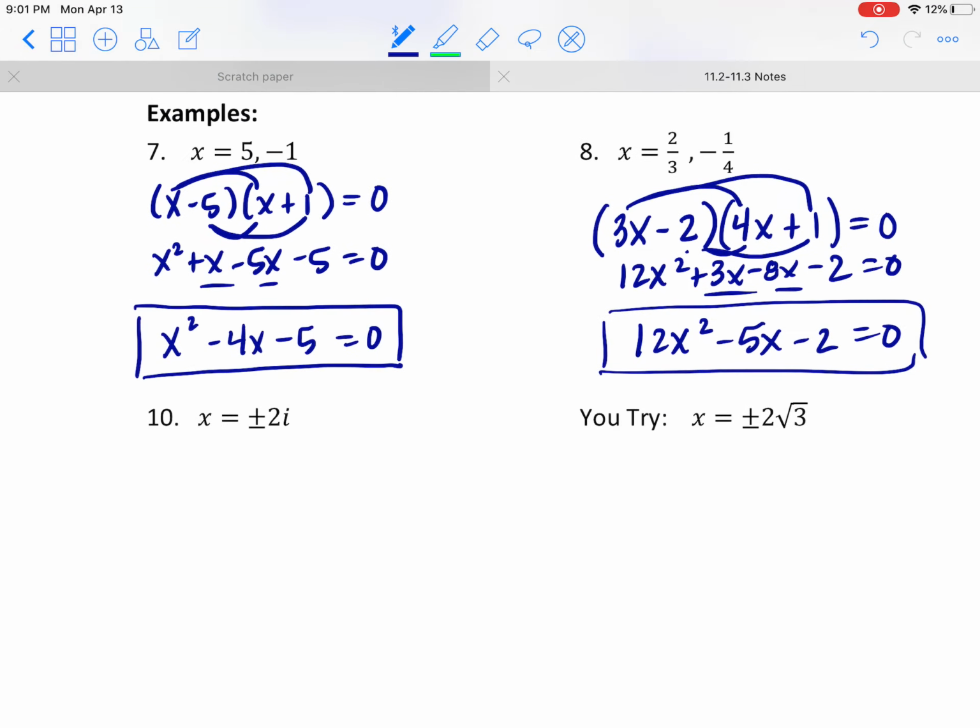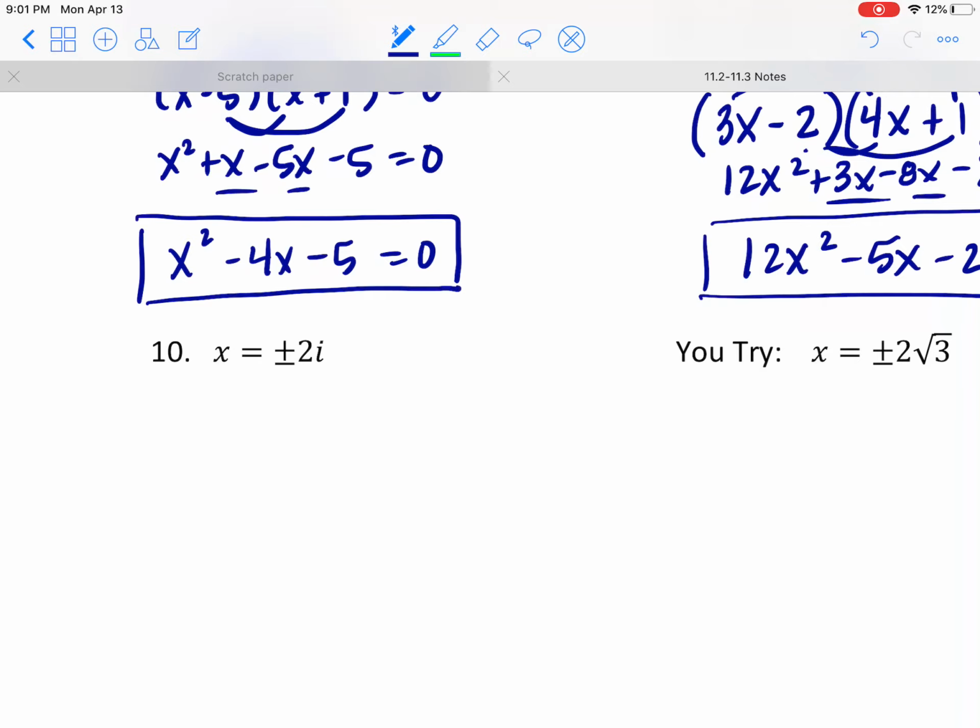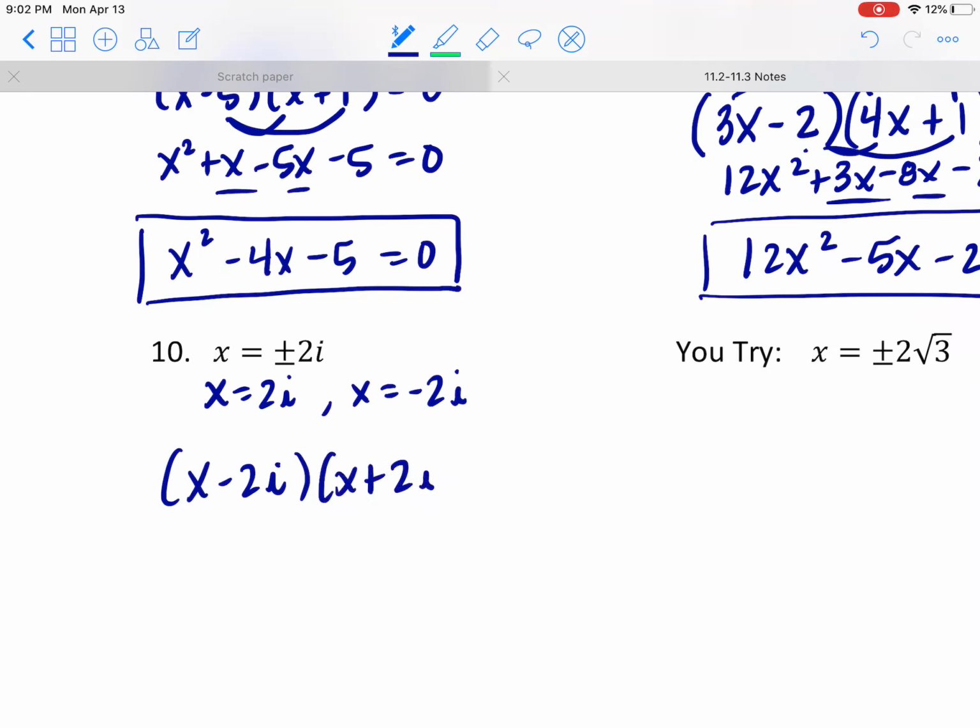Okay, now I think those are the straightforward ones. Here's where it starts to get a little ugly. But we're going to use the same process, okay? And if you can think through this another way, and you'll see what I mean in a minute, you can shortcut this process. But this is saying that 2i is a solution and that negative 2i is a solution, right? So we can use the same process, right? If 5 is a solution, we said x minus 5. So if 2i is a solution, let's say x minus 2i is a factor. And if negative 2i is a solution, let's say x plus 2i is a factor.